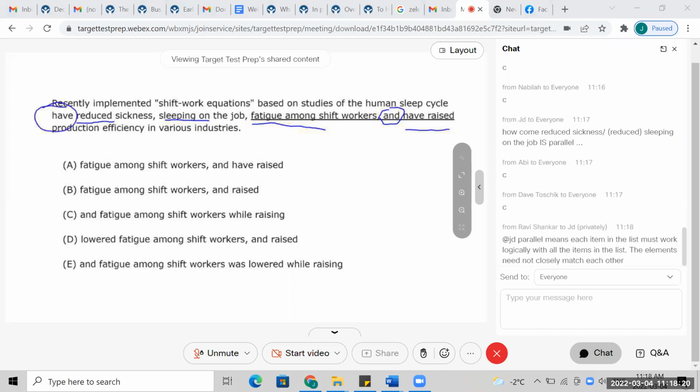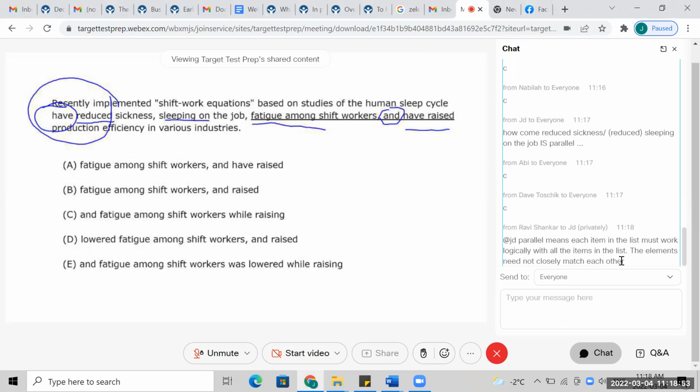Okay, so let's see. Recently implemented shift work equations based on studies of the human sleep cycle have reduced sickness. Oh, wait, I messed it up. Have sleeping on the job. No, that's not going to work, but that's interesting because you will do this. It makes sense that it could be have, but it doesn't work with the second list item. So we have to change course here and go with have reduced. Let's try that. Have reduced sickness, that works. Have reduced sleeping on the job, that works. Have reduced fatigue among shift workers, that works. And have reduced, have raised. It's out. A is out. I didn't see anybody choose A. We all saw that it doesn't work.